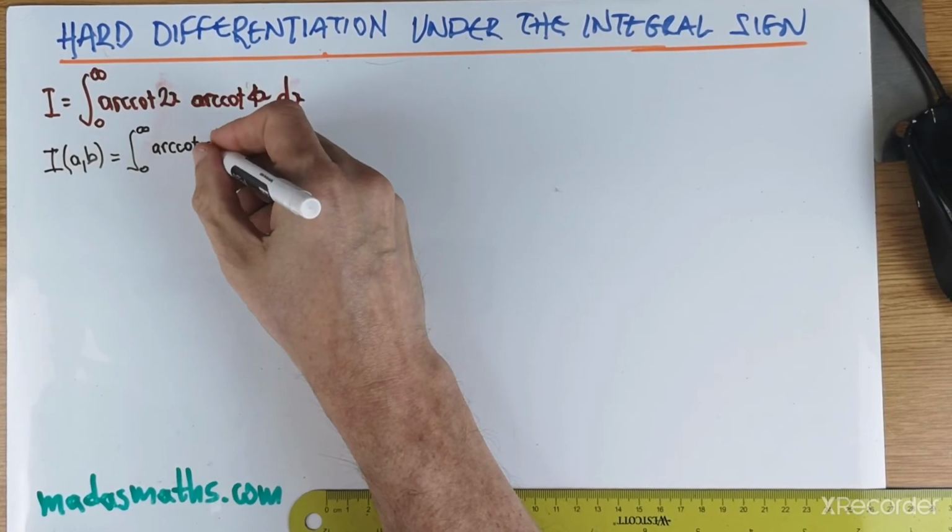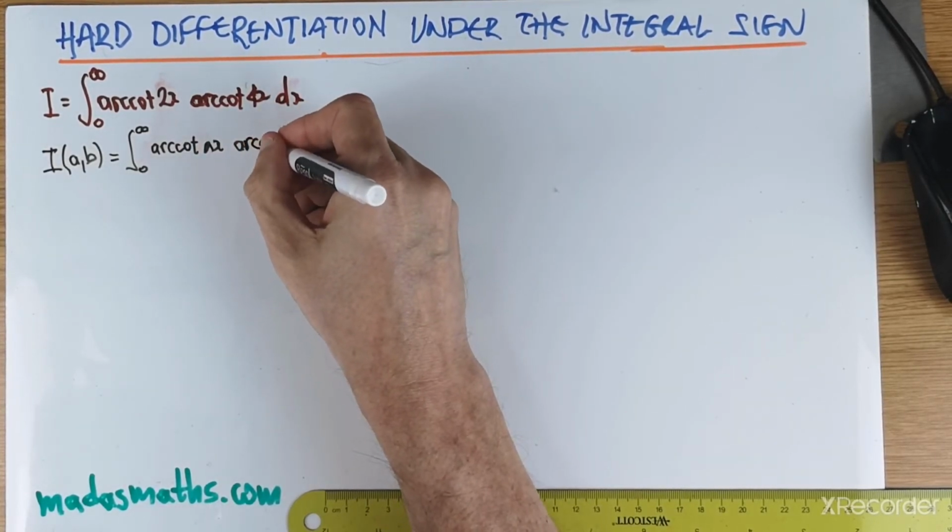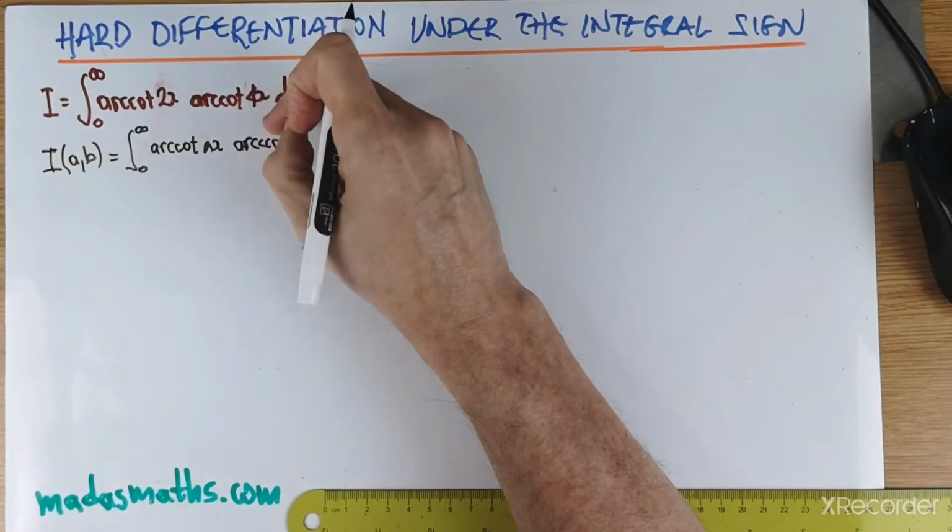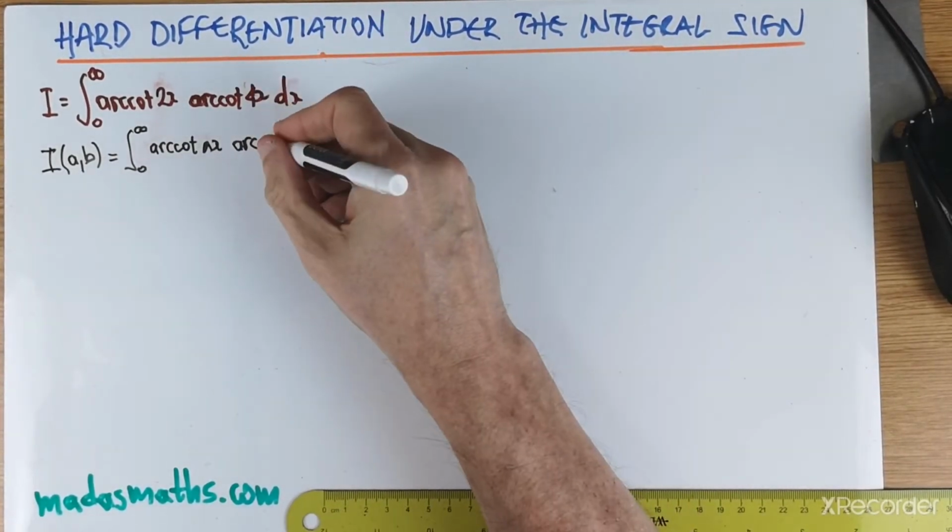I'm already going absent-minded. Not a good start. Oops, arc cot with 3 c's. What's going on today?